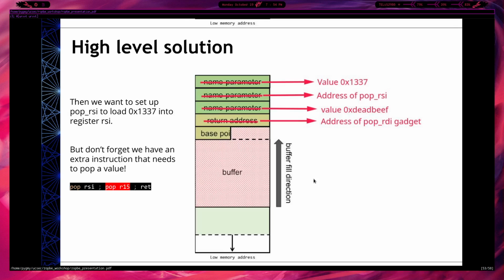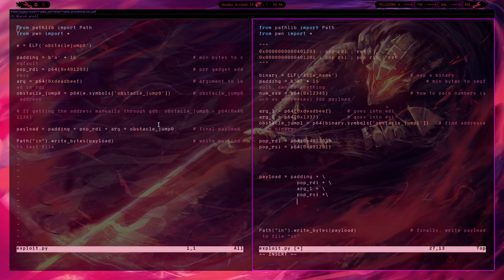There we go, that's done. All right, then we want to load value 1337 into register RSI. So let's try that. Arg2 plus and then /.